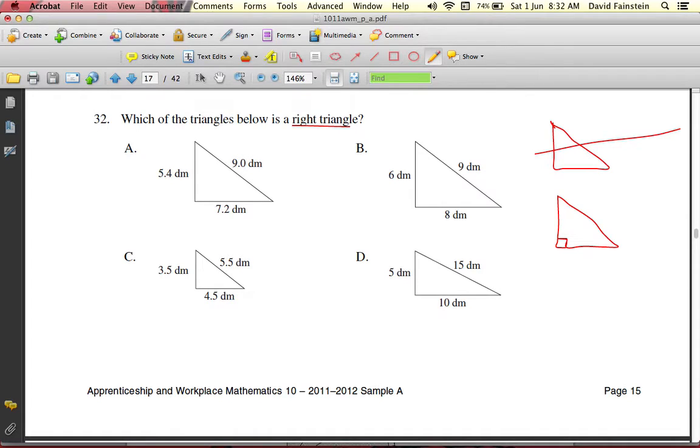This one may not be a right triangle. We don't know, just like these. We don't actually know if they're right triangles. It looks like they are, but we're not sure. They could be like 91 degrees or like 89.5. But they might not be 90 exactly, and they need to be 90 exactly in order to be right triangles.